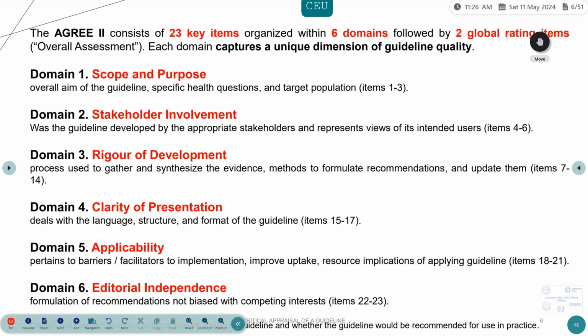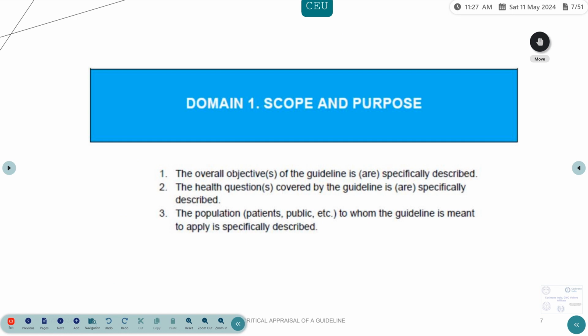So there are a lot of items. It's an exhaustive tool which has 23 key items within 6 domains, and there are 2 global rating items after that. The 6 domains are scope and purpose, stakeholder involvement, rigor of development, clarity of presentation, applicability, and editorial independence. We'll go into each in a little bit of detail.